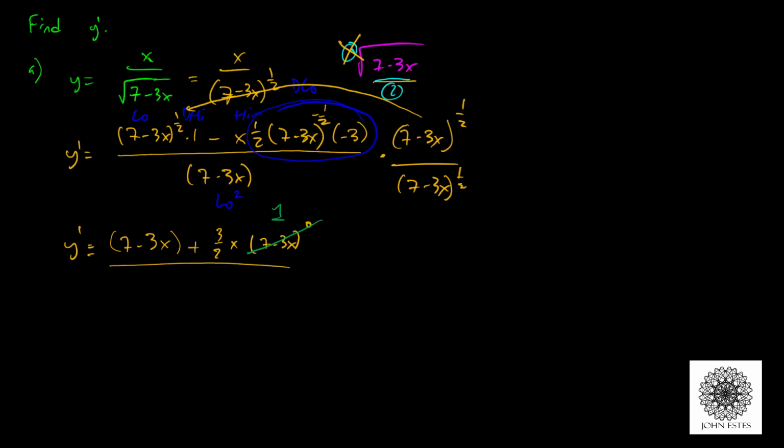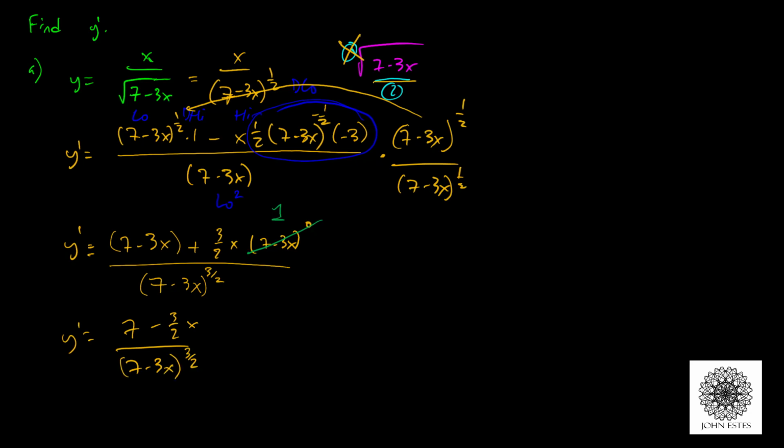In the denominator now, I have 7 minus 3x to the first power times 7 minus 3x to the 1/2 power. So you add those exponents, 1 plus 1/2, you end up with the 3/2 power. Okay, so that means we end up with 7. We have a minus 3x plus a 3/2 x. So that's going to give me negative 6/2 x plus 3/2 x. You end up with a negative 3/2 x all over 7 minus 3x to the 3/2 power.